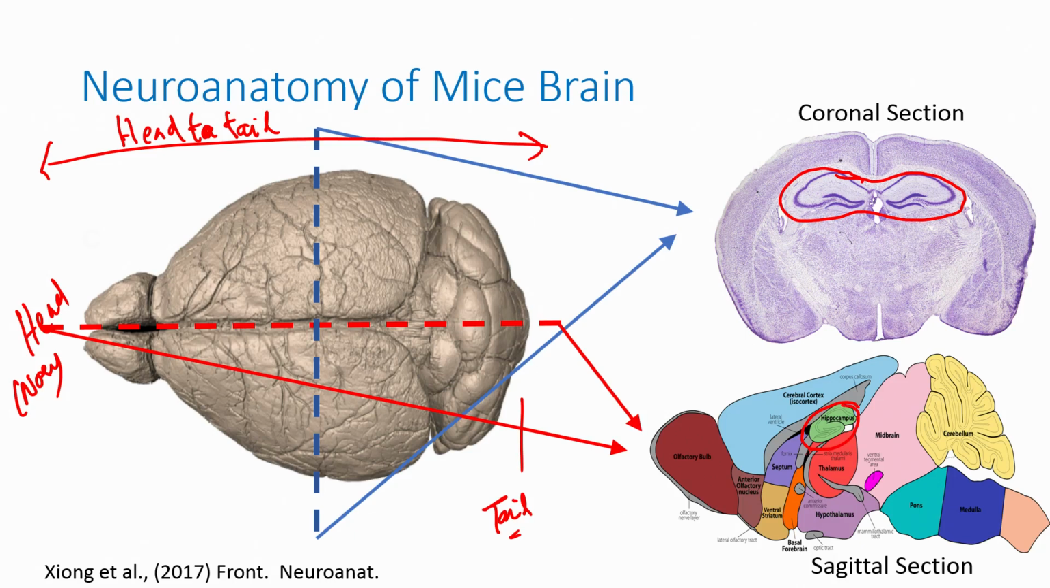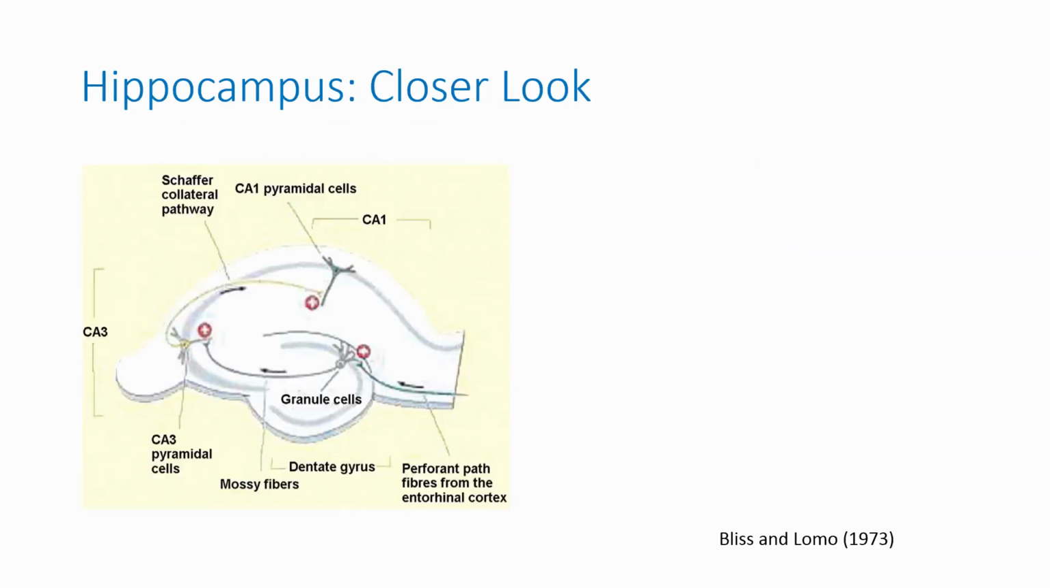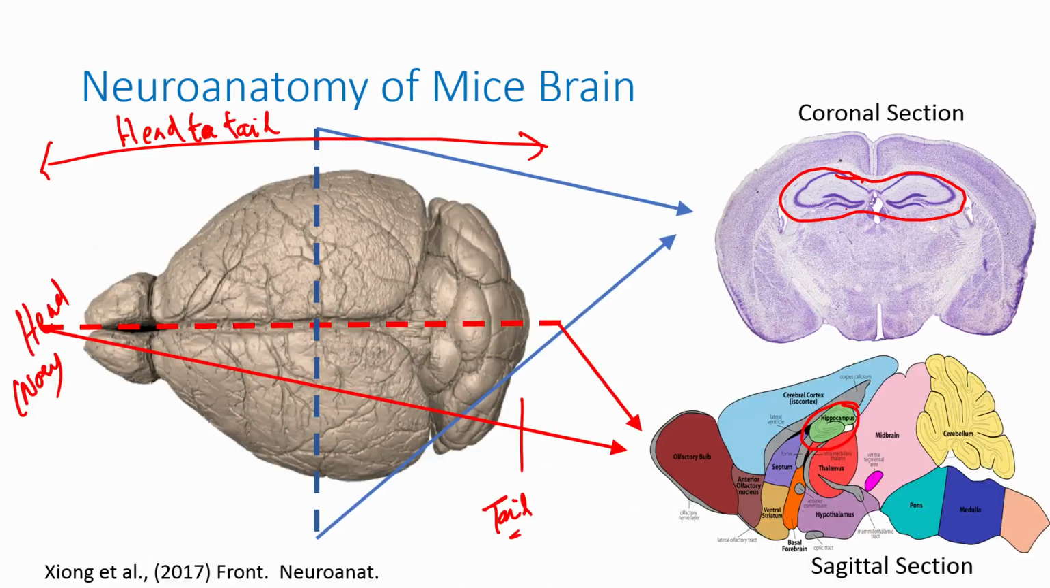So, for various different reasons, it is easy to look at the circuitry of the hippocampus in these sagittal sections. When you look at the sagittal section of a hippocampus, what you are seeing are subdivisions, sub-regions of the hippocampus.